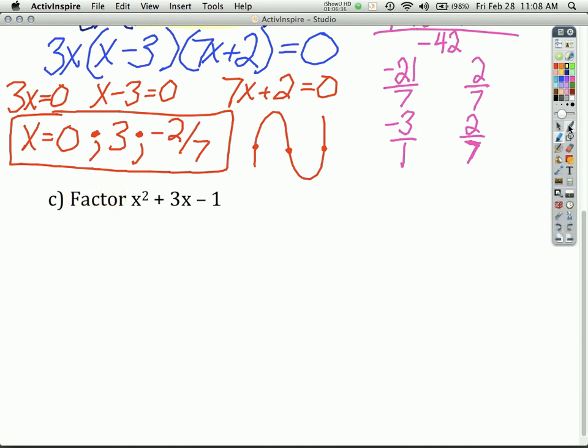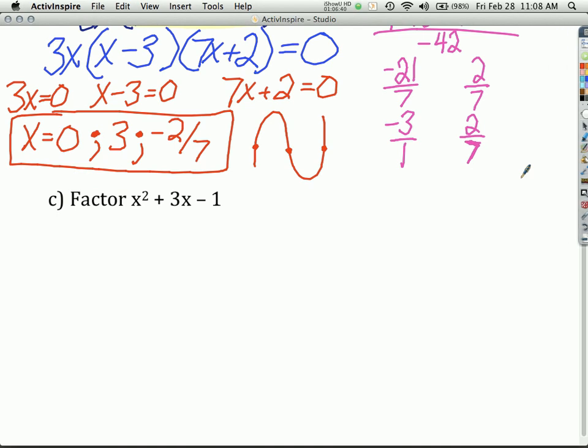So, go through the sequence. What's the first thing we're going to do every time from now on for the rest of our lives? First thing we're going to do, Michaela? Okay, is there one? There is not. There's no common factor, so good. Check that off, we're done. Is it a difference of 2 squares? No. Is it a perfect square trinomial? Yes. Okay, let's see.